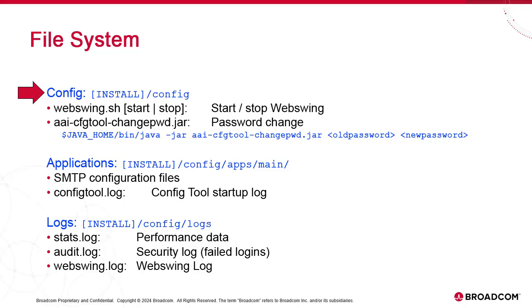We've provided the syntax. In the config directory under apps main, we find some configuration files for SMTP and config-tool.log, which is the tool startup log, which shows the status of the config tool application. In config logs, we find logs specific to the config tool. Stats.log shows performance data, audit.log shows user interactions such as failed logins, and webswing.log is the output of the WebSwing server itself.